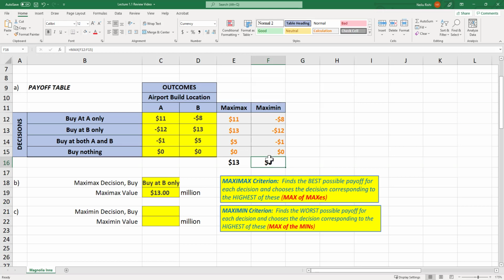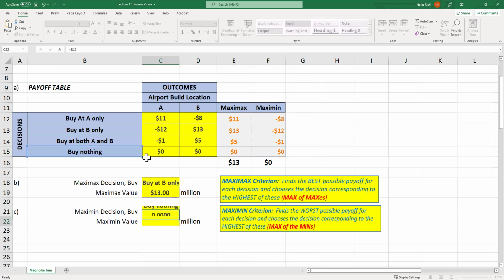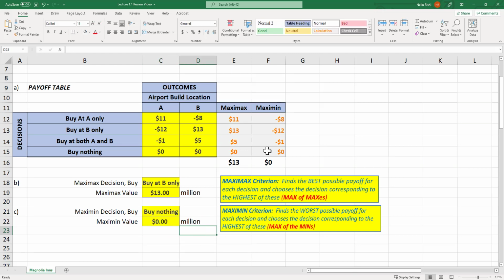And that is 0 in this case, which corresponds to buying nothing. So no surprise, the most conservative thing to do is to buy nothing. So that is the best of the worst case scenarios. And that is how you calculate your maximin.